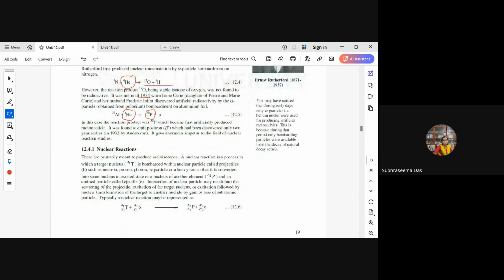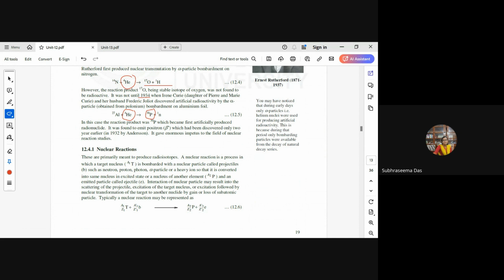Now we need to know about certain nuclear reactions. Nuclear reactions actually proceed similarly to chemical reactions. However, we need to consider certain factors, and the writing of a nuclear reaction is a bit different from that in conventional chemical reactions. So nuclear reactions mainly happen to produce radioisotopes.